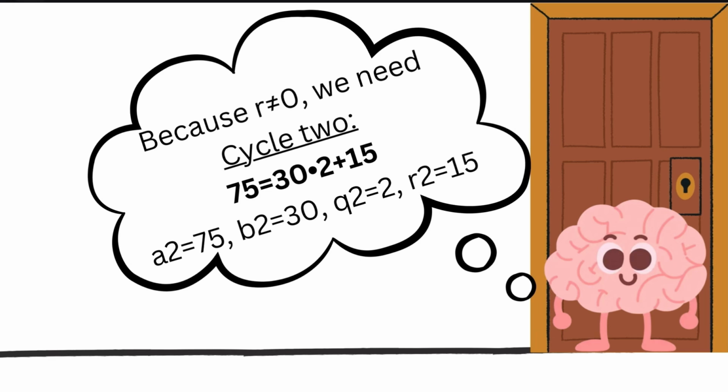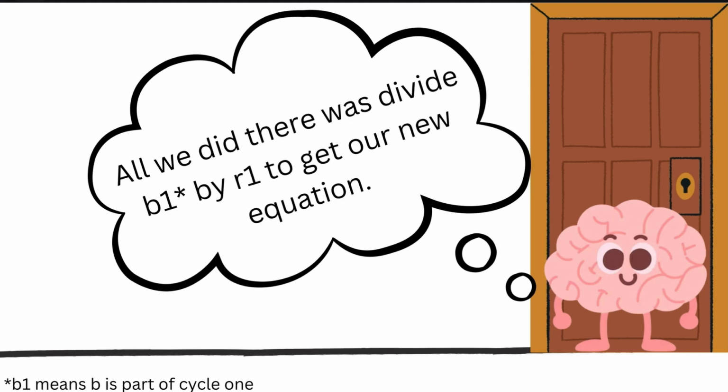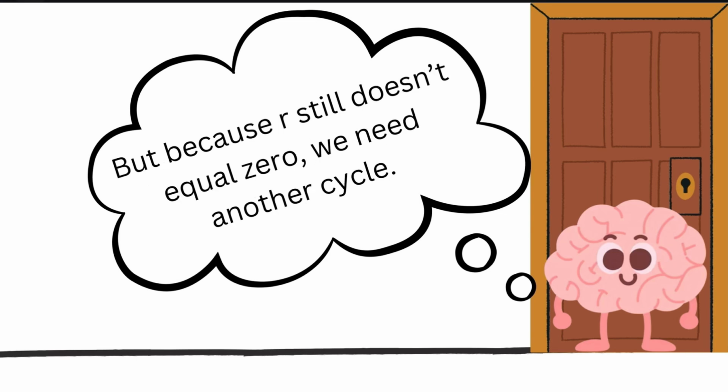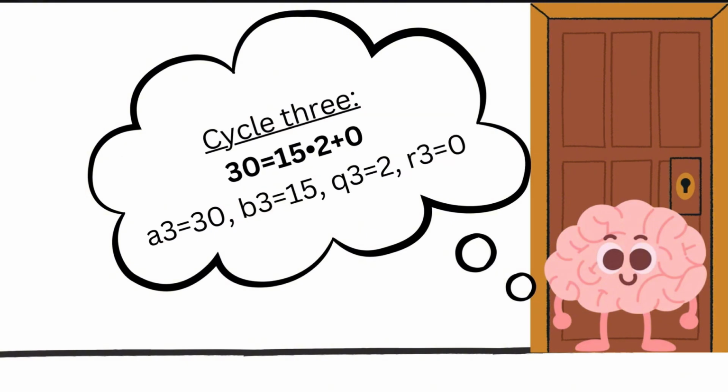75 equals 30 times 2 plus 15. A2 equals 75, B2 equals 30, Q2 equals 2, and R2 equals 15. All we did there was divide B1 by R1 to get our new equation. B1 means B is part of cycle 1. But because R still doesn't equal 0, we need another cycle. Cycle 3. 30 equals 15 times 2 plus 0. A3 equals 30, B3 equals 15, Q3 equals 2, and R3 equals 0.